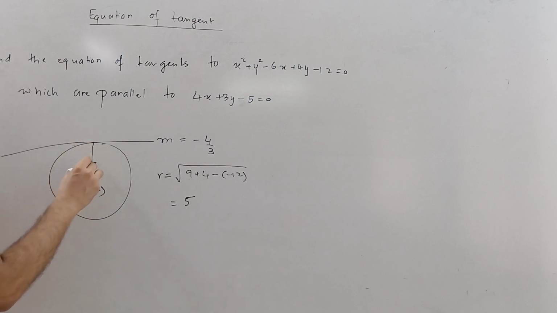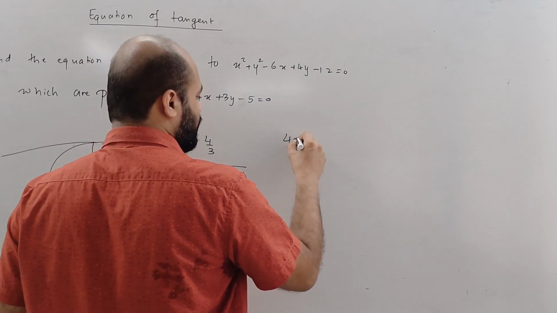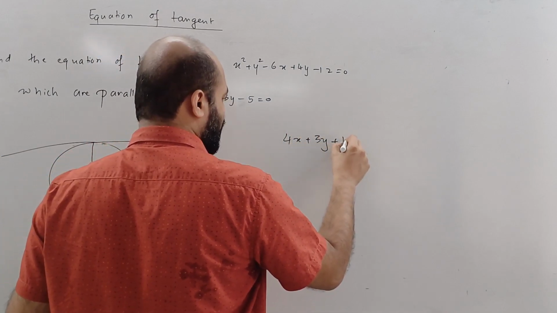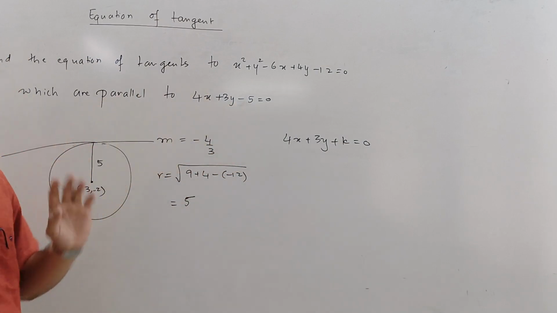So I know the perpendicular distance now, that this is 5. Let me use this concept over here and now we can write the equation of the tangent. So let us say that the equation of the tangent is going to be 4x plus 3y plus k equals 0, because the equation of this and this is going to be almost similar.